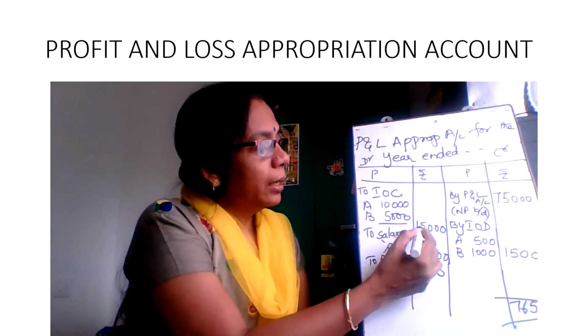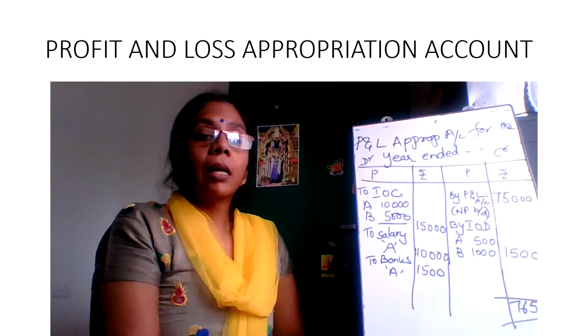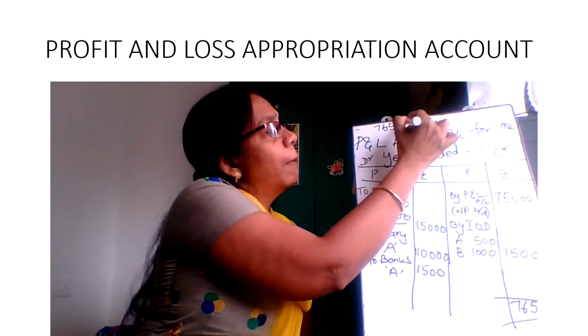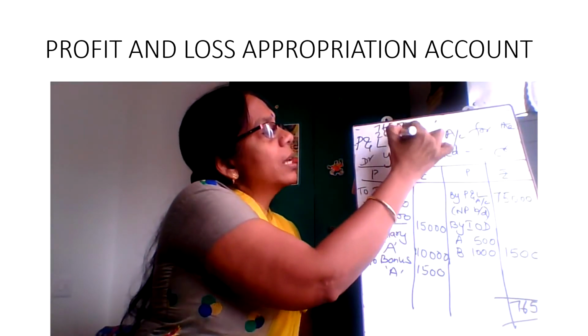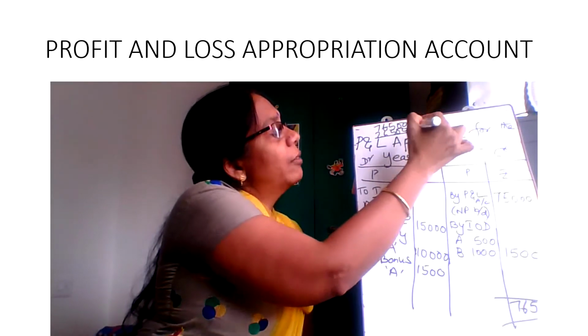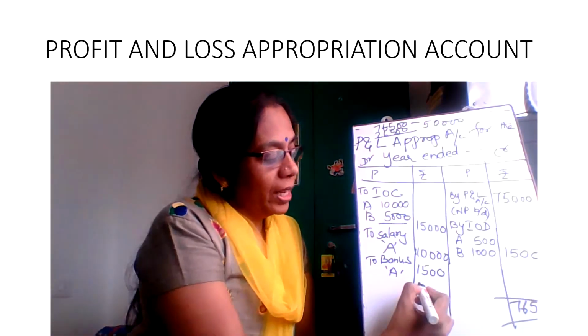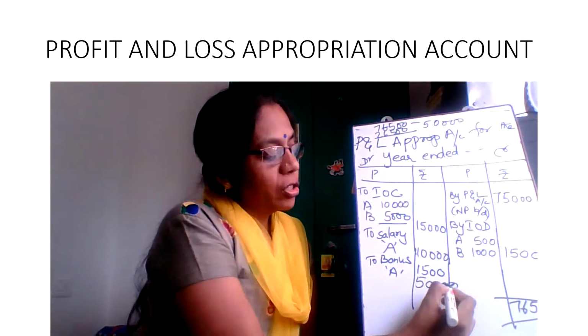76,500 minus 26,500. So how much is the difference? 50,000 rupees. The difference should come on the shorter side.